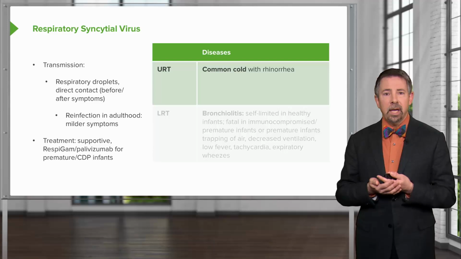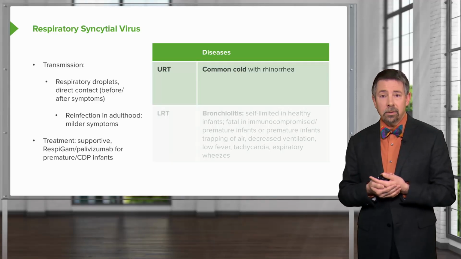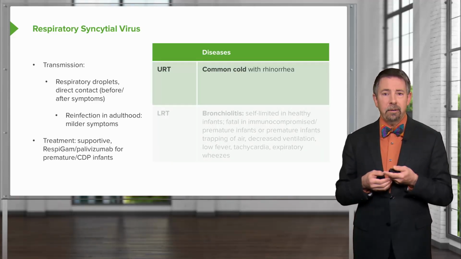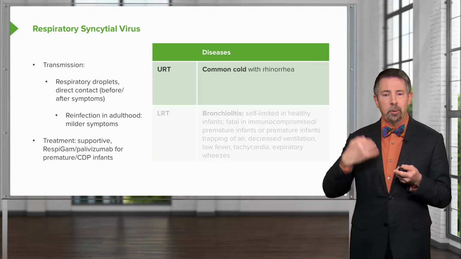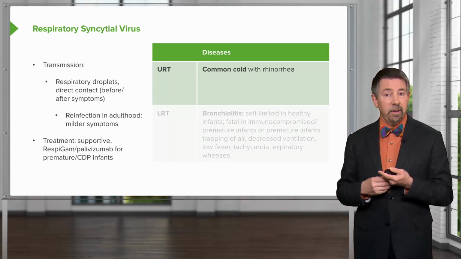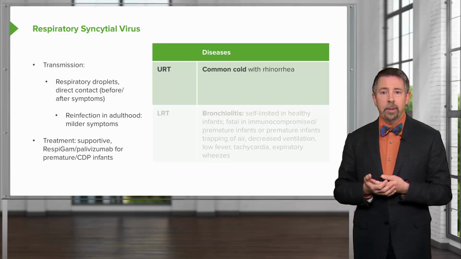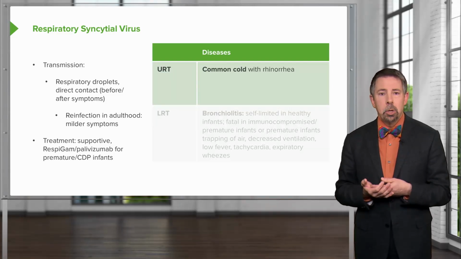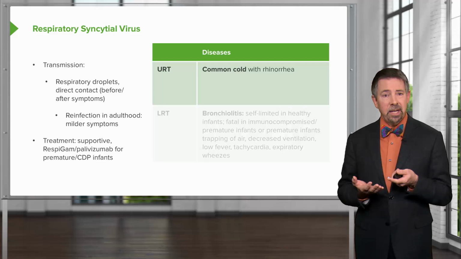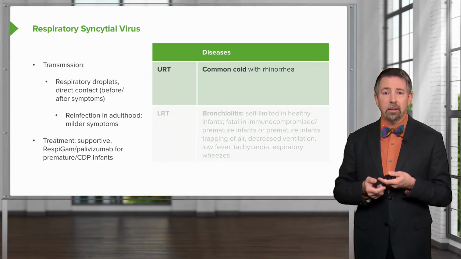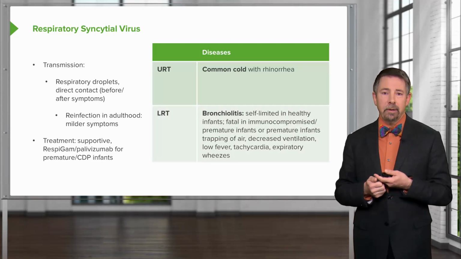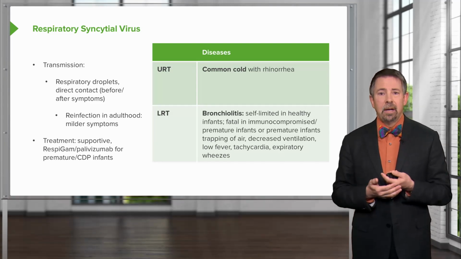What does RSV look like in those of us who are adults? It's an upper respiratory tract infection with rare lower respiratory tract disease unless we're reinfected. And if it is upper respiratory, it is just like the common cold. But the principal manifestation is in infants to toddlers with lower respiratory tract disease, and they have bronchiolitis.